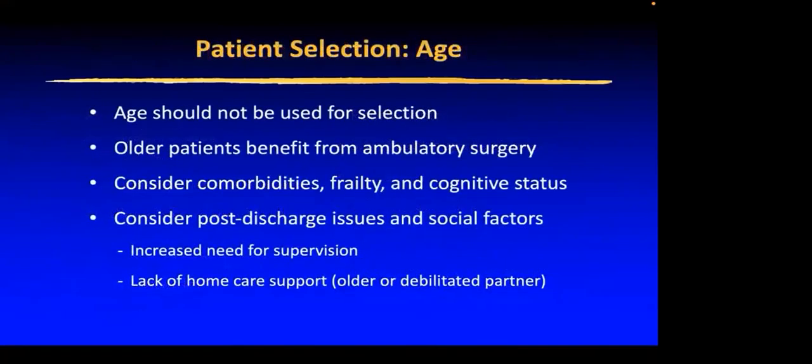Recent data suggests that age should not be used for patient selection. In fact, older patients benefit from ambulatory surgery. Nevertheless, one needs to consider patients' comorbid conditions, presence of frailty, and cognitive status of the patient before determining suitability for ambulatory surgery. It is also necessary to consider post-discharge issues and social factors, because the elderly population may need extra supervision at home, and there may be a lack of home care support for this patient population.